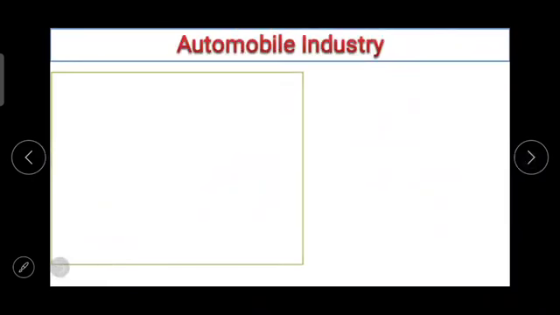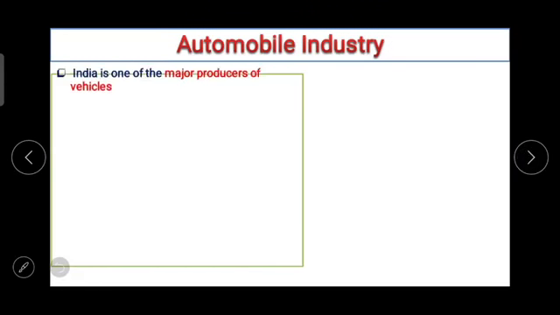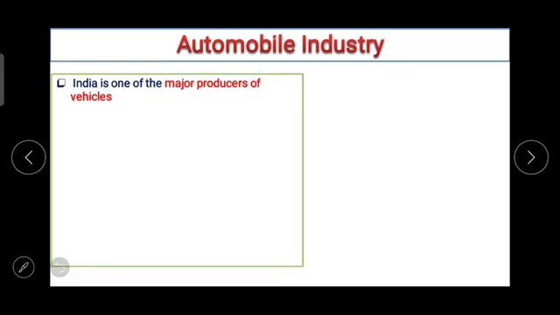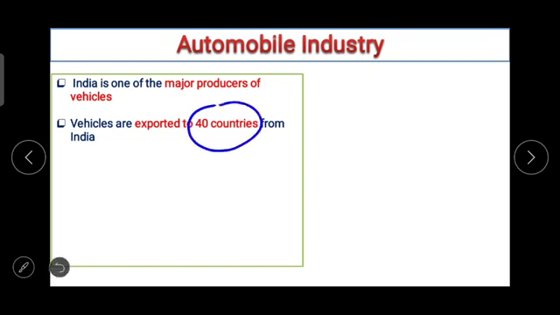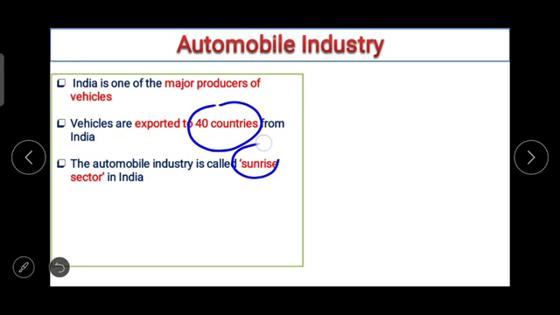on the screen you can see automobile industry. India is one of the major producers of vehicles. Vehicles are exported to 40 countries from India. Just think about the number. जितनी भी गाड़ियाँ हमारे यहाँ बनती है उसमें से 40 देशों को हम हमारे यहाँ से vehicles भेजते हैं, which is a great thing. The automobile industry is called sunrise sector in India.